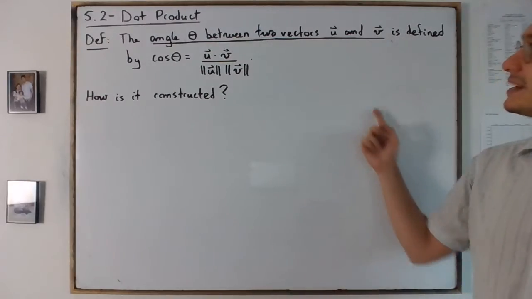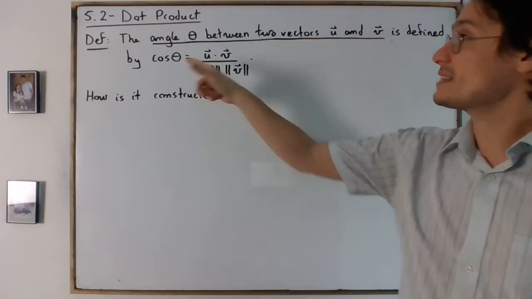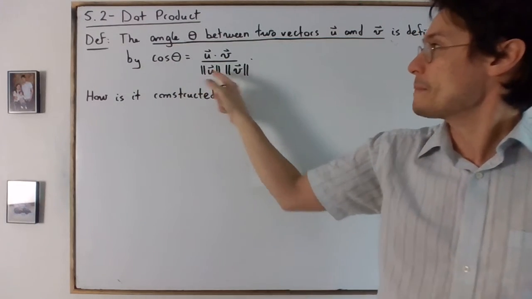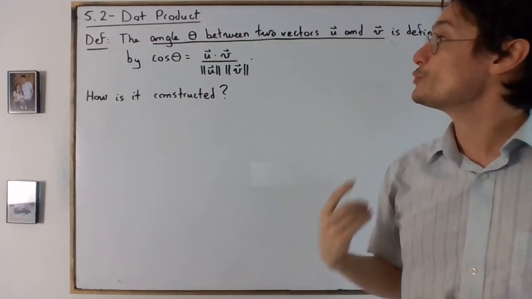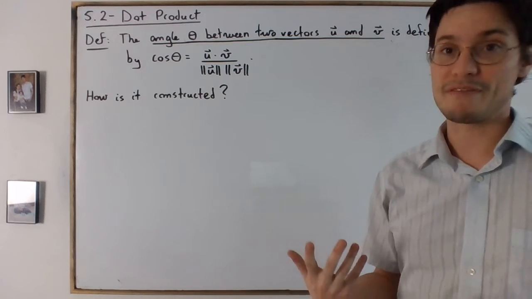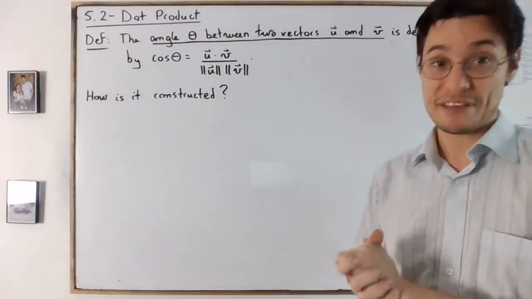Okay, so you define the angle between two vectors u and v by saying that the cosine of the angle, so the cosine of theta, must be the same as u dot v divided by the norm of u and the norm of v. Okay, so now let's explain how we construct this definition.